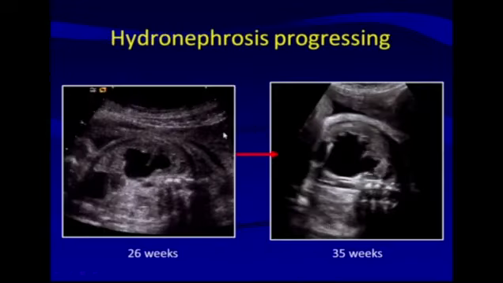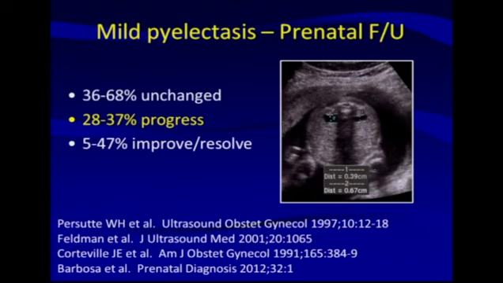And the reason why we want to follow these patients prenatally is that even if you have moderate hydronephrosis as seen here, at 26 weeks you come back, at 35 weeks the degree of hydronephrosis may progress. And what about if you only have mild pyelectasis? You're in the possible hydronephrosis category. Even in that particular category, if you follow these patients, the hydronephrosis may progress in utero in 28 to 37% of cases.